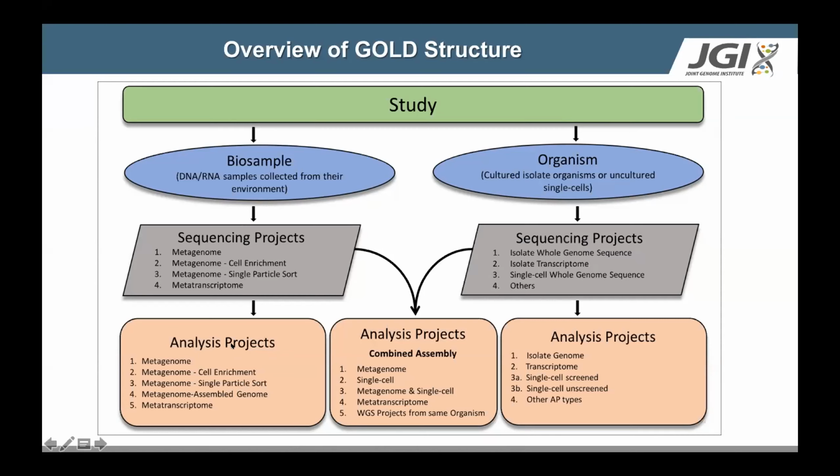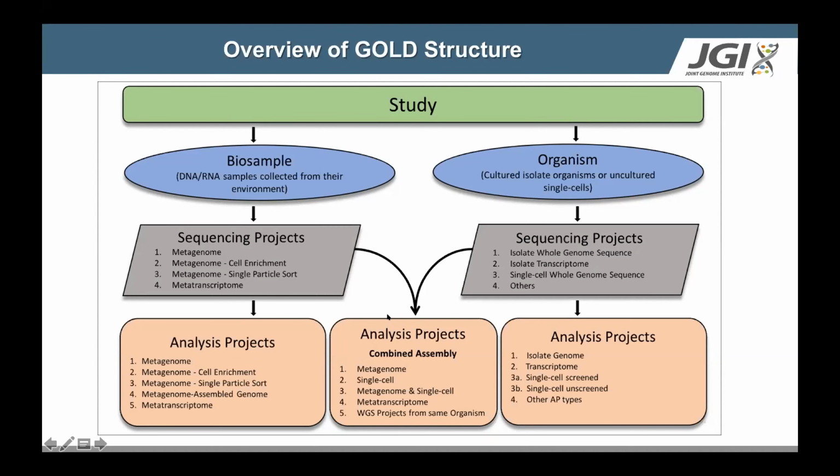At the fourth level, you see the analysis projects. They represent a set of computational and informatic processes applied on the given sequencing project's output, which is the sequence data. They will be specific to sequence types, as you see in the linear paths here: study, biosample, sequencing project, analysis project. So for example, if you sequenced an isolate whole genome sequencing project, the analysis project you create on it would be an isolate genome analysis project.